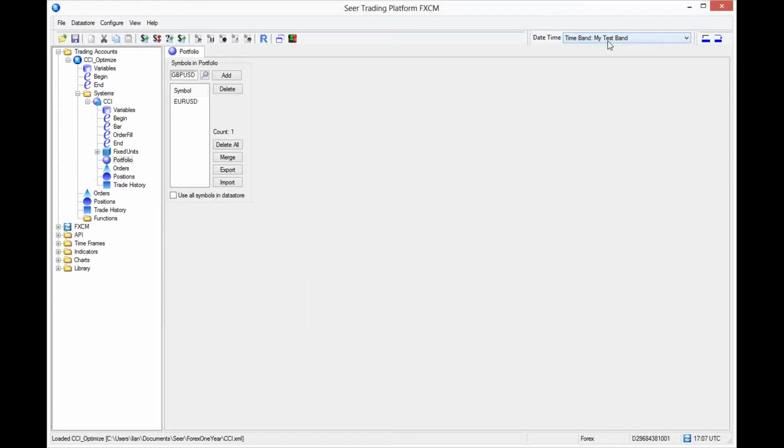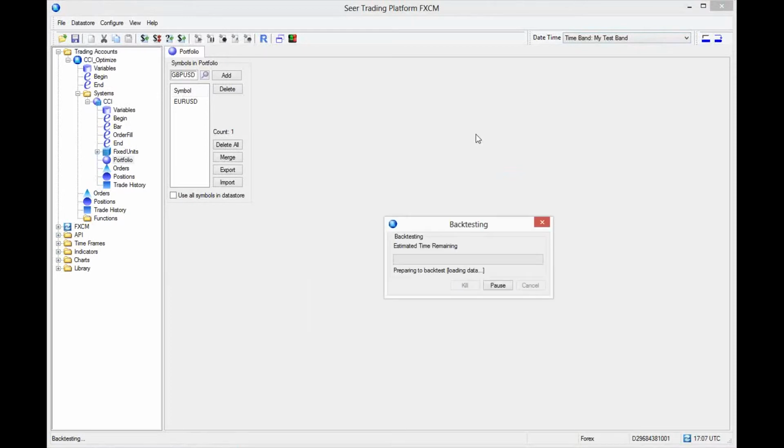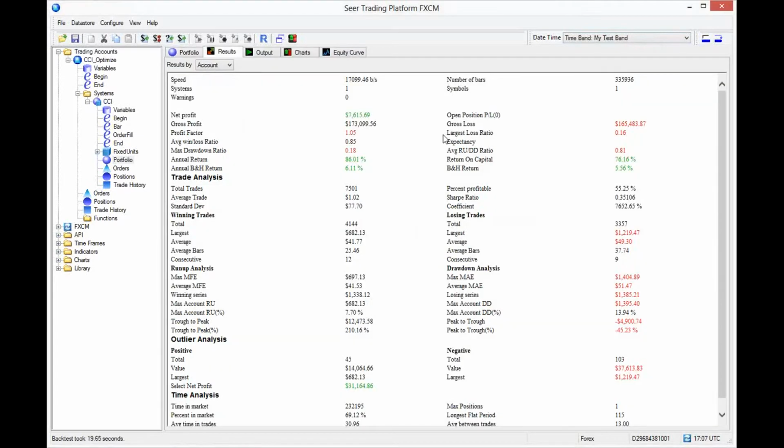So what I'm going to do is, now that I've set up all my parameters around my system, I'm literally going to click backtest, so bear with me for just a moment while that works. Okay, so there we go.